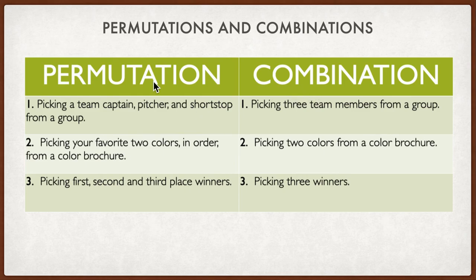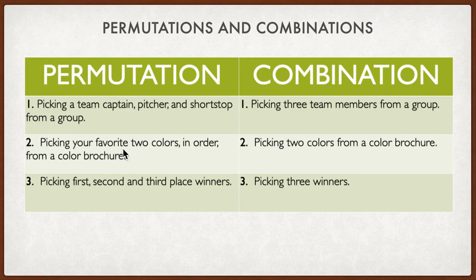A permutation is an arrangement of objects with order, and a combination doesn't care about the order. These are examples of how we permute compared to how we combine. Permutation is like picking a team captain, a pitcher, and a shortstop from a group. You can see that there are ranks. There should be only one team captain, a pitcher, and a shortstop. But for the combination, it's just picking three team members from a group. We don't care about the ranking or the position of the players, we just pick three out of everyone. Here we're particularly picking the team captain, pitcher, and so on.